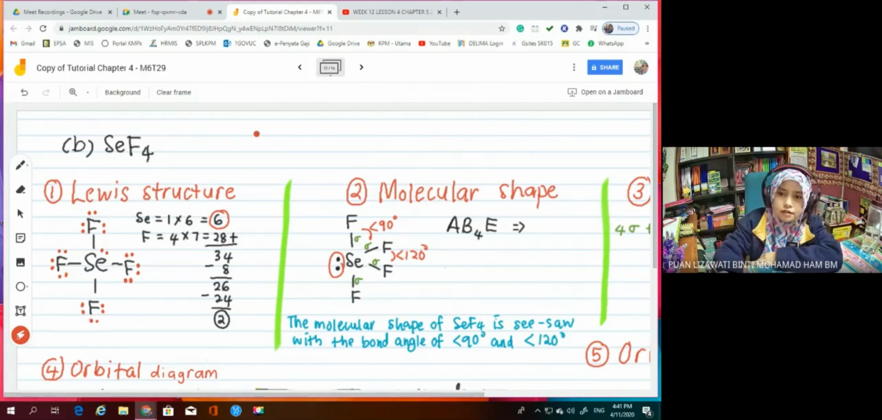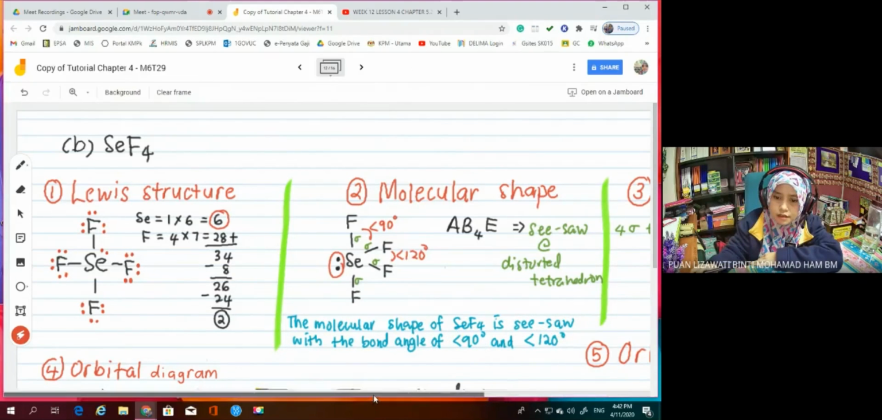So the class of molecule is AB4E. The shape here is seesaw or distorted tetrahedron. We have two bond angles here: this one is less than 90, and this one is less than 120. Here is how you can explain it: you have to explain the shape, seesaw, and the bond angles, less than 90 and less than 120.